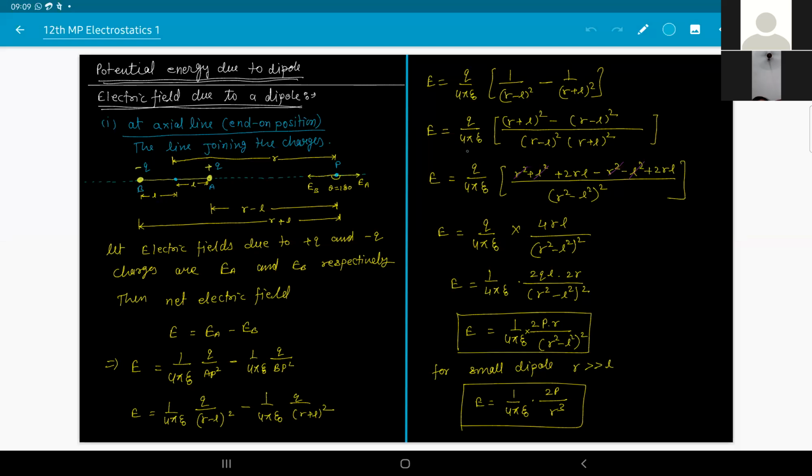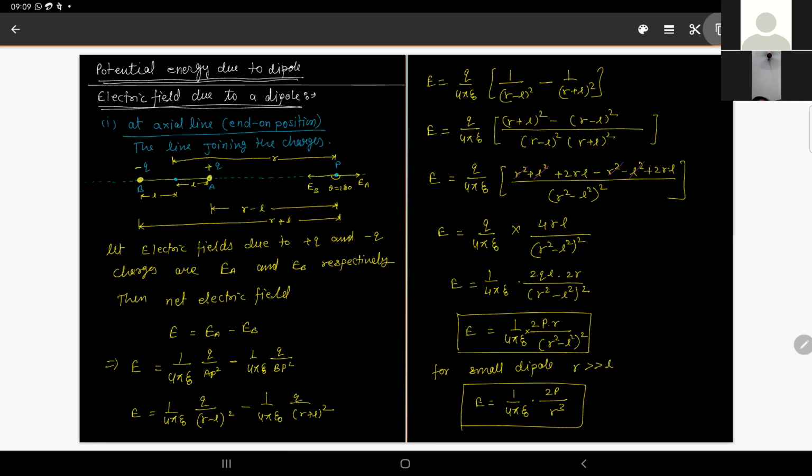Electric field due to dipole on axial line. We have already done this.